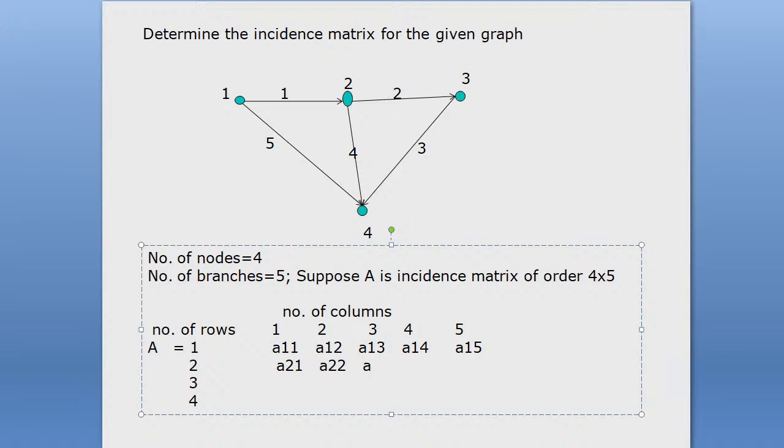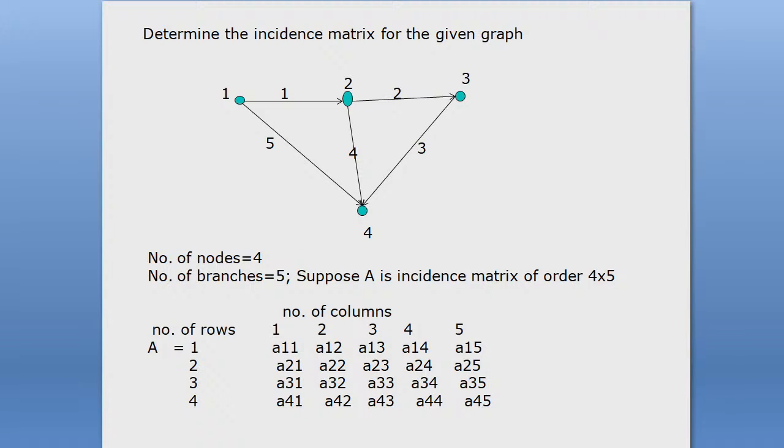Now you calculate the values of these elements: A23, A24, A25. Then we will calculate the values of A31, A32, A33, A34, A35, and the final row is A41, A42, A43, A44, and the final one is A45.